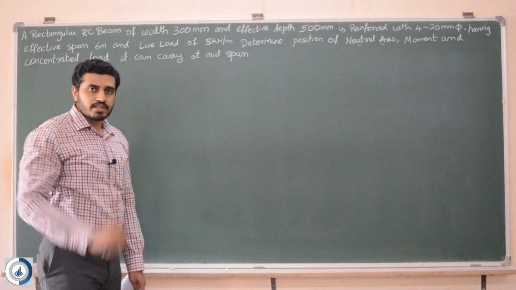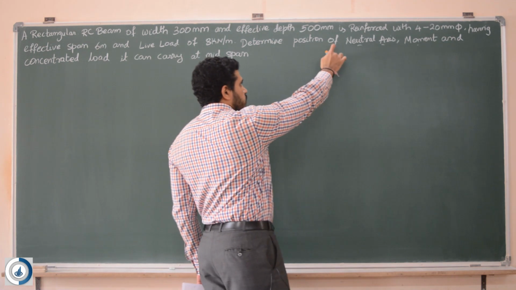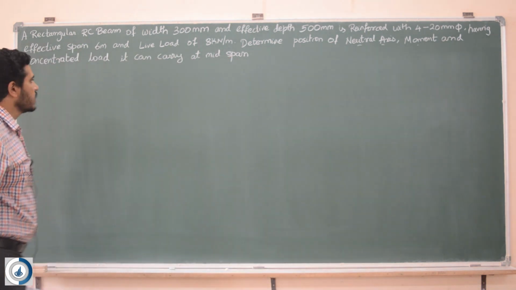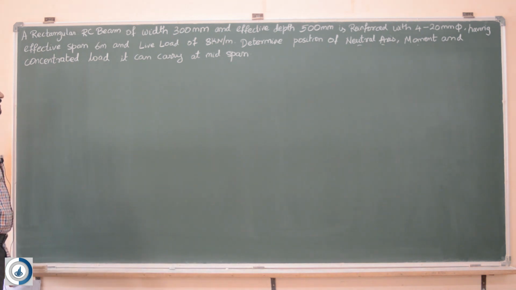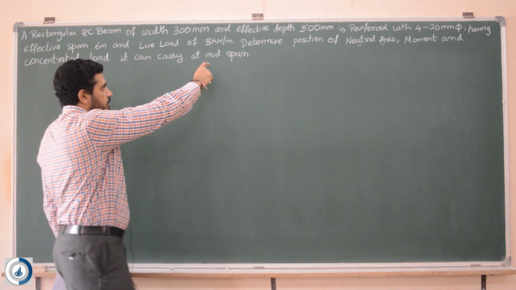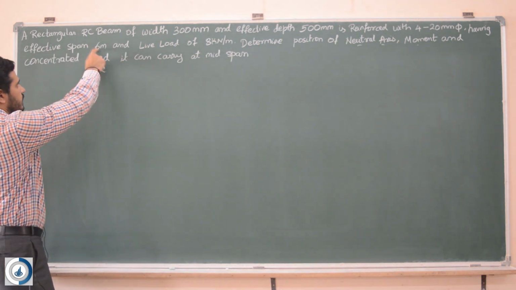So there are two different things compared to my previous videos. One is we have to find out the position of neutral axis; moment we have seen in our previous videos. The next important thing, which is unknown and different, is the concentrated load, that is the point load, it can carry at midspan of the beam. That's why the effective span is already given.